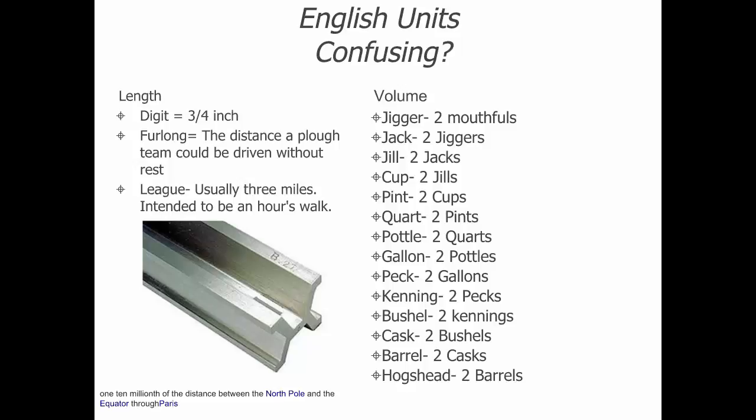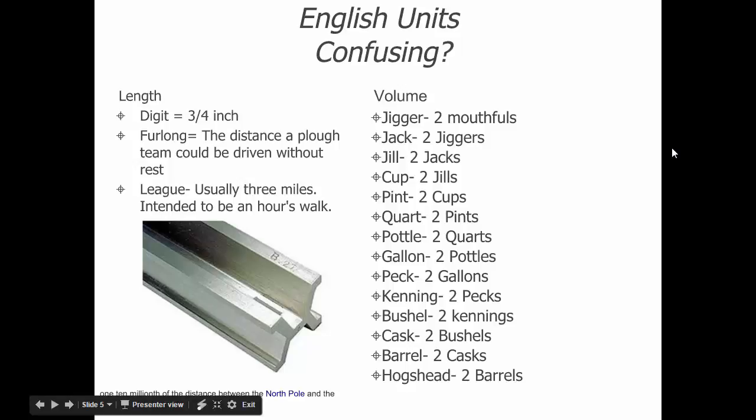And these are actual units that exist in the English system. So you have jacks, jills, jiggers, cups, pints, quarts, pottles, gallons, pecks, kennings, bushels, casks, barrels, hogsheads. That is an actual unit of measurement. And furlongs, leagues.